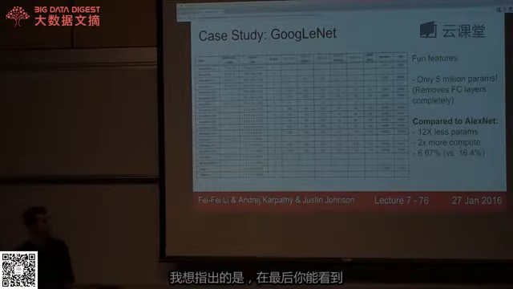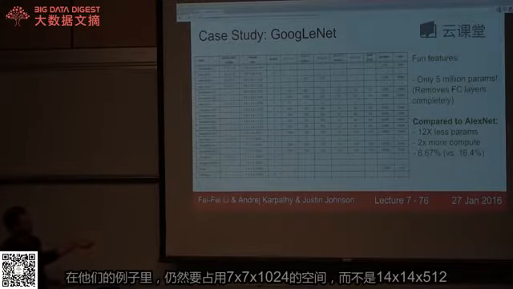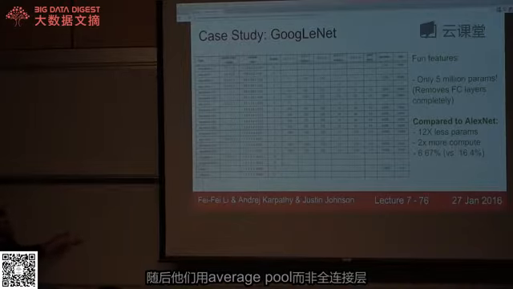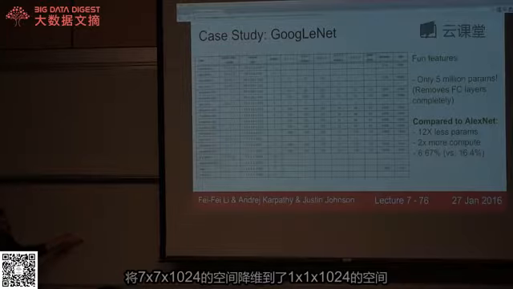What I'd like to point out, though, is that at the very end you still have a volume of 7 by 7 by 1024 in their case instead of 512. And then instead of doing fully connected layers, they do an average pool here. And so they reduce 7 by 7 by 1024 to just 1 by 1 by 1024.